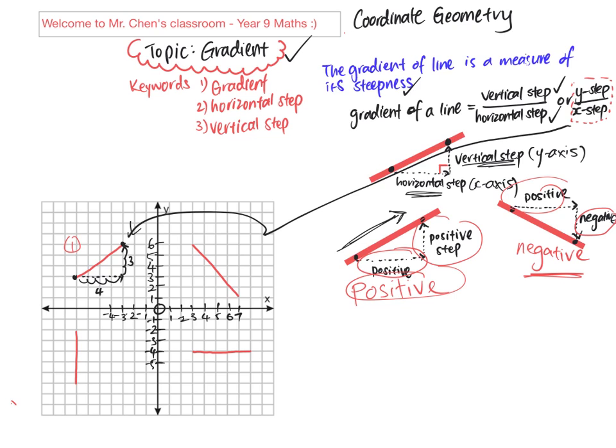So what it's going to end up as is this. What will be your y step? So your gradient is going to be y step divided by x step. So y step is 3 and x step is 4. Okay, so your gradient is 3 out of 4, or what we can say is 0.75 is your gradient. It's pretty steep.